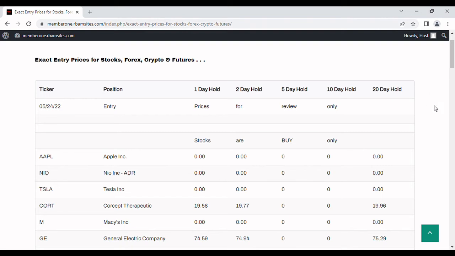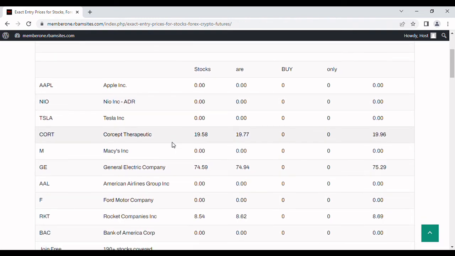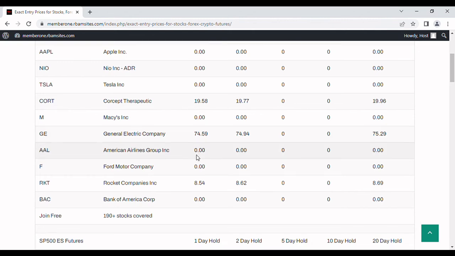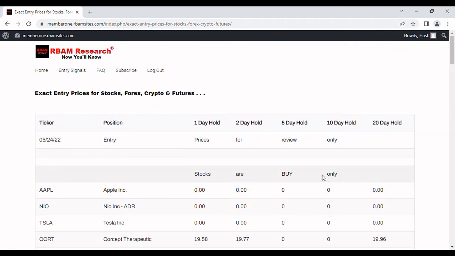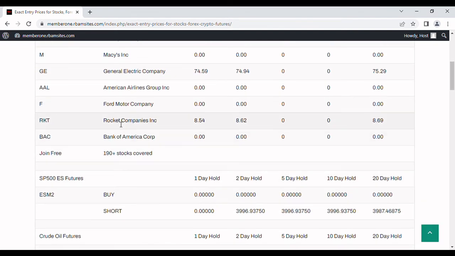So let's take a look down here and see exactly what you can do with an algorithm. All of these prices that you see in these columns are from an algorithm. And we're going to show you some stocks at the beginning here. You can see zeros simply mean there was no price generated for that day. These are all going to be buys only for stocks. And you can see we list about 10 or 12 of them. We have 190 plus stocks covered on our rbamresearch.com website.